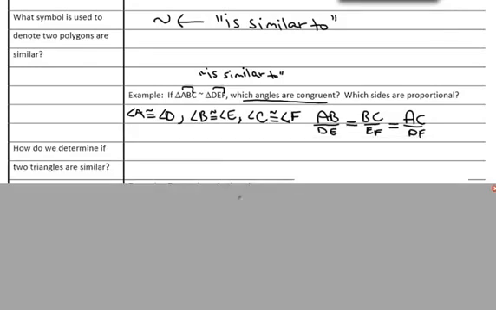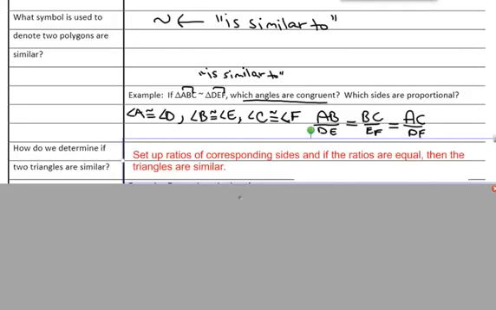So the question is, how do we determine if two triangles are similar? And that's what we're going to be working with in the next example. If two triangles are similar, their corresponding sides will have the same ratios. So we're going to set up ratios of corresponding sides, and if the ratios are equal, then we know the triangles are similar. Let's go ahead and look at an example, maybe it'll make more sense.